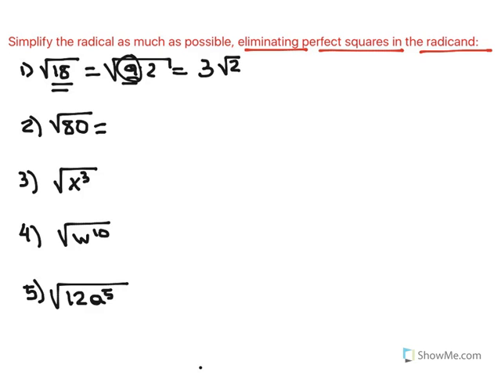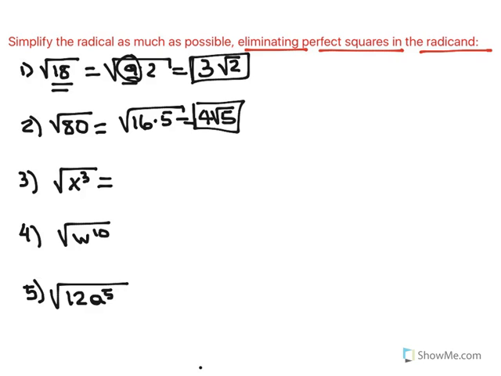Okay? The same thing with 80. 80 is not perfect, but 80 is 16, which is perfect, times 5. Square root of 16 is 4, so this could be 4 square root of 5. Okay, so these are the answers here. Okay, x to the third is not perfect, but x to the third can be written as x to the second times x. And remember, x to the second is perfect. The square root of x to the second, if x is positive, is x. So I have x square root of x.